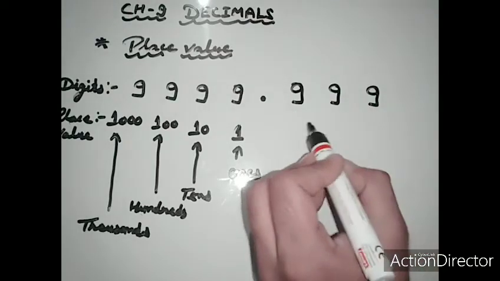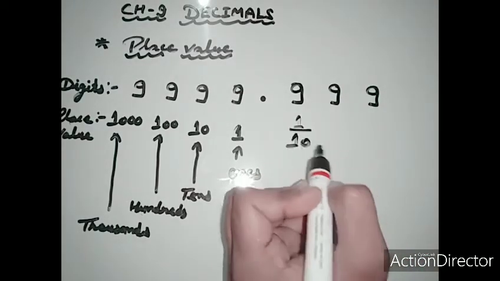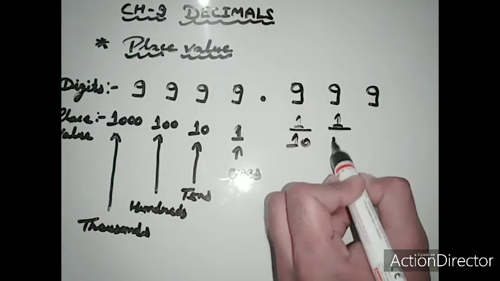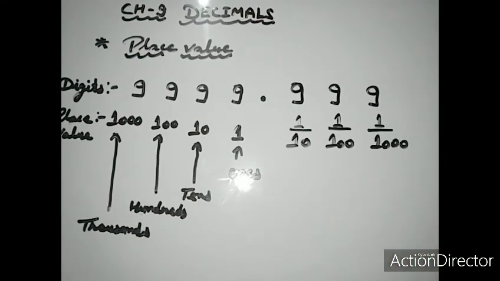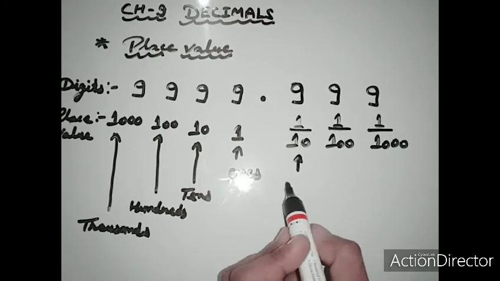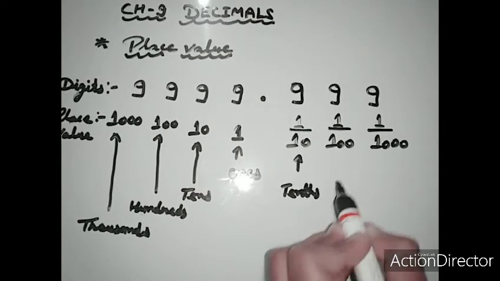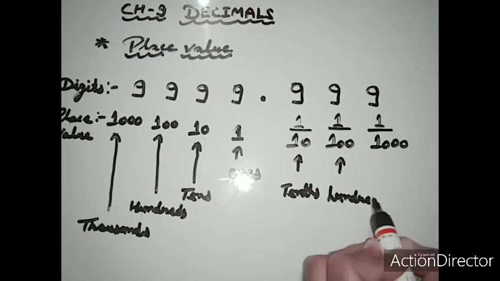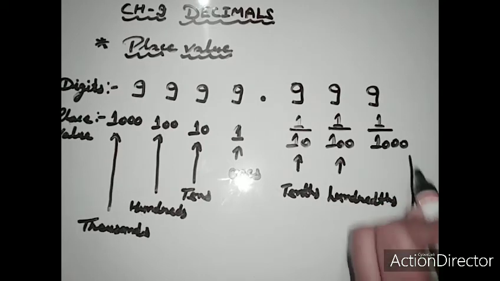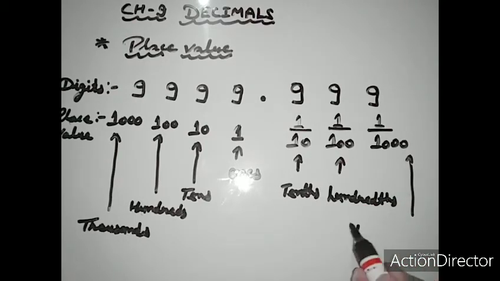Now the next one, after the decimal, here we write 1 upon 10, 1 upon 100, 1 upon 1000, and here we write the places as tenths, hundredths, and thousandths, right? So these are the places in the place value chart of a decimal number, right?